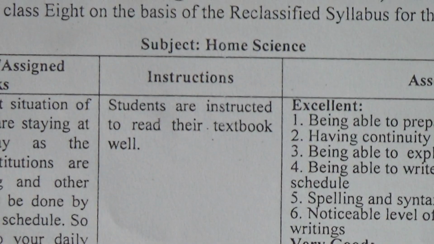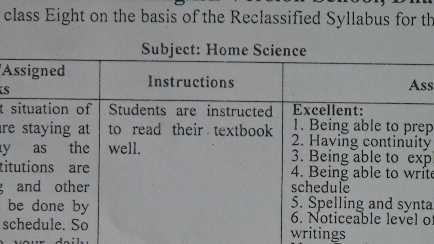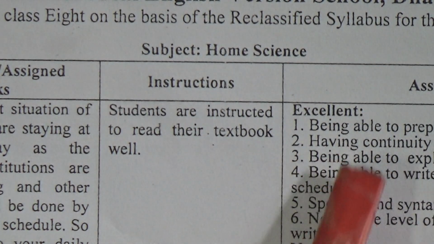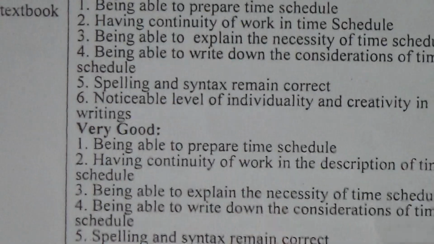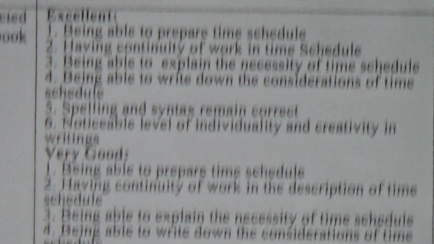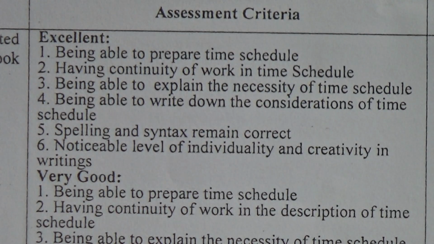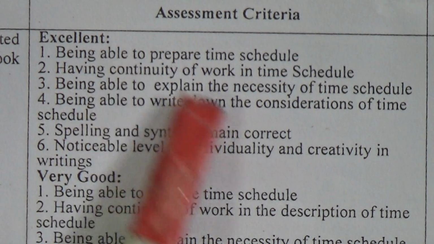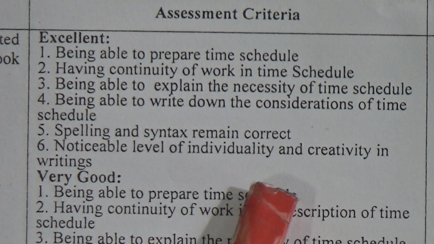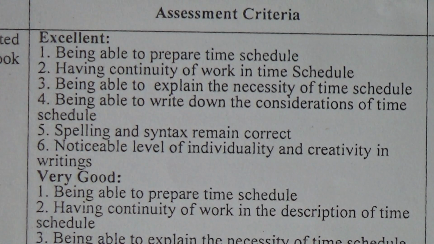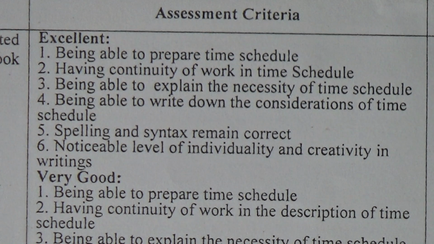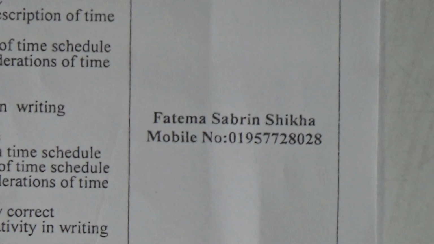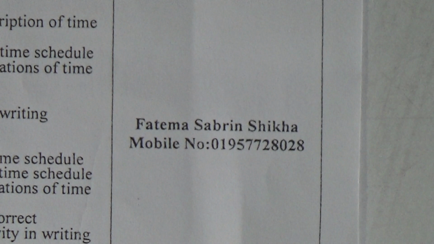And here you can see some assignment criteria are given. Your teacher will provide some comments based on the performance of your assignment: excellent, very good, make progress. I hope you will get excellent. All of you will get excellent, and you will provide all that is demanded for getting excellent. And students, here I have provided my phone number with my name. And now come to the assignment task or assignment topic.